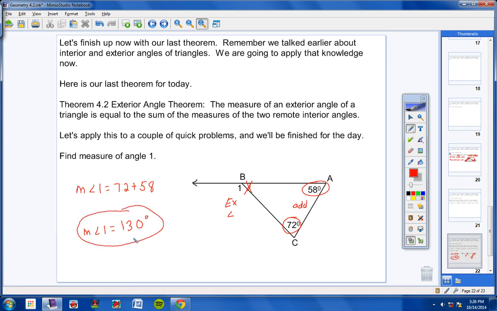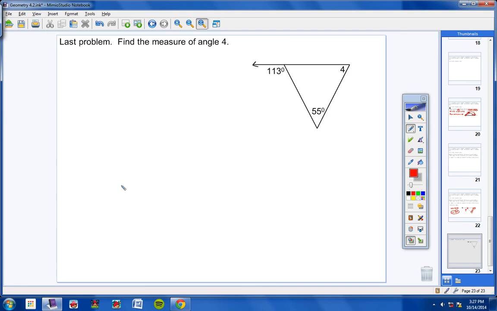Alright. Now, let's take a look at one more problem. You're welcome to work ahead, or you can stay with me. Okay? Here it is. Please copy this down. A little different, so be careful on this one. Copy your triangle, then extend one side like this, and then put 113 degrees here. Then we have these two angles over here, okay?